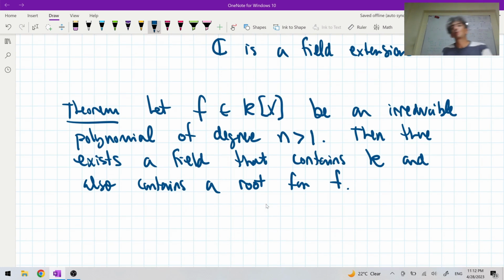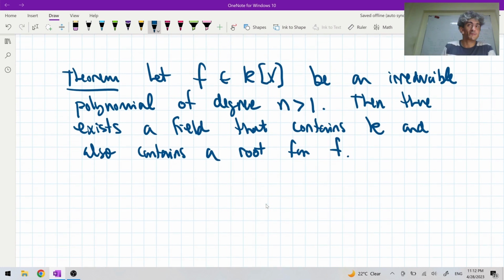So whenever we have an irreducible polynomial in k of x, we can construct a new field that contains k and also contains a root for f. And this is a very interesting result. It's a very important one and builds up on things that we have already discussed. Let's go for the proof.